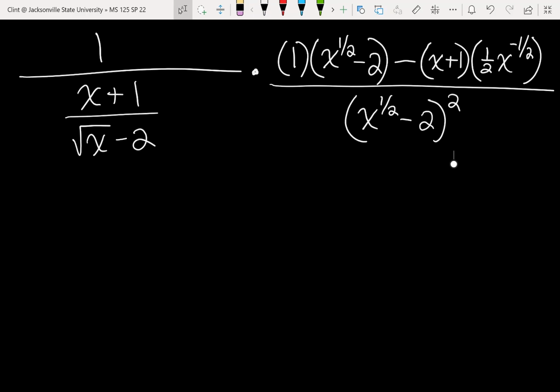So over here, it's x to the 1/2 minus 2, minus 1/2 x to the 1/2 right there. So I'm doing 1/2 x to the negative 1/2 times x, which gives us 1/2 x to the 1/2 because we have 1 minus 1/2, and then it's negative. And then we do have to do it times 1, so minus 1/2 x to the negative 1/2.